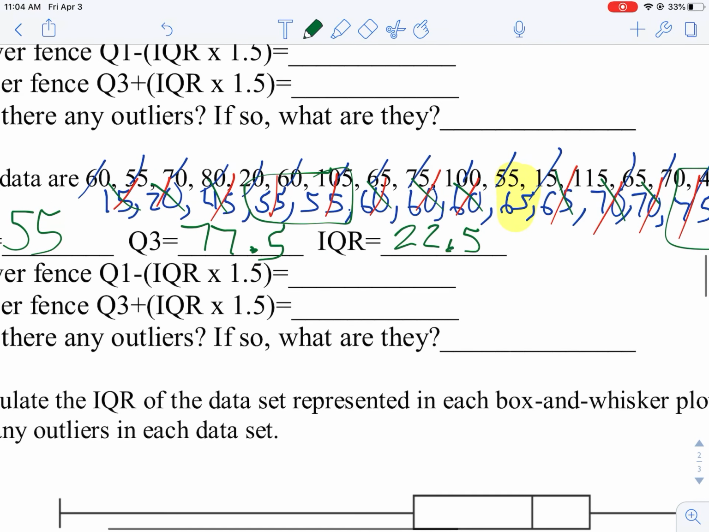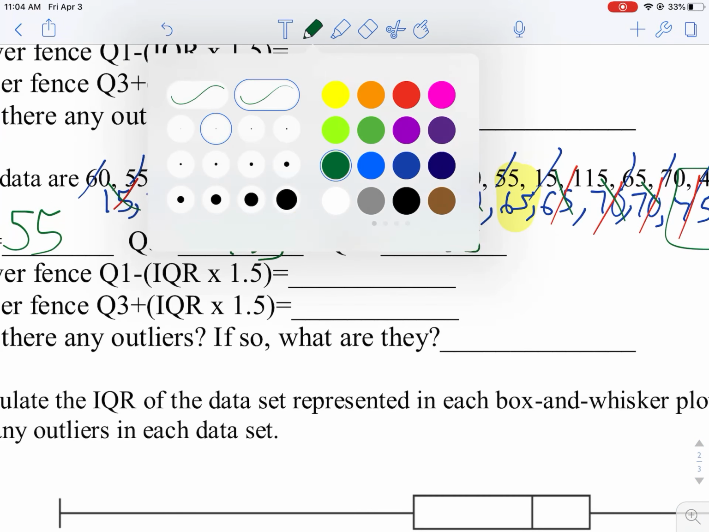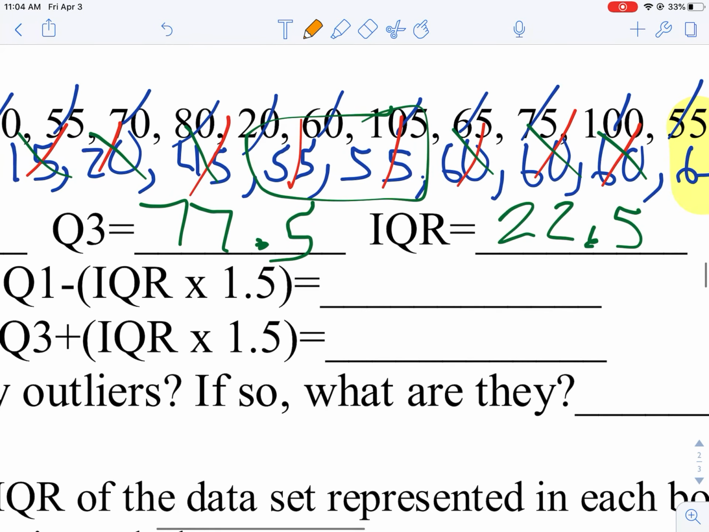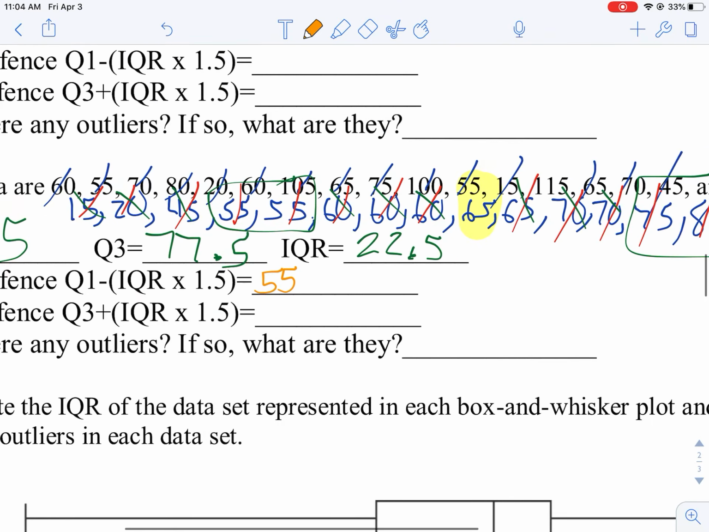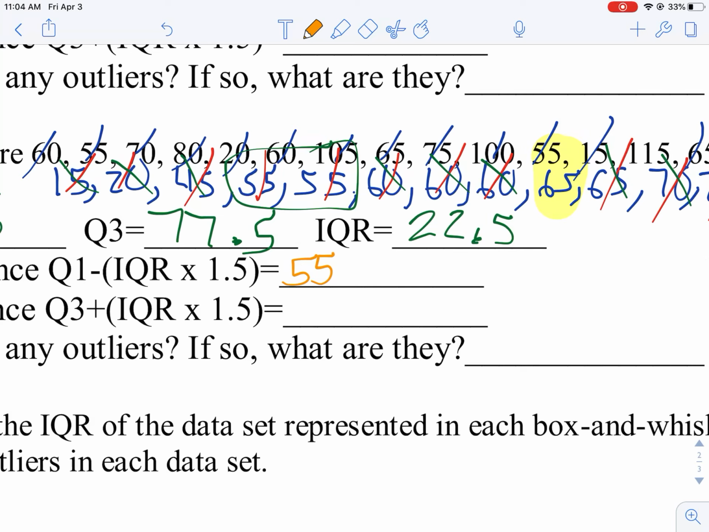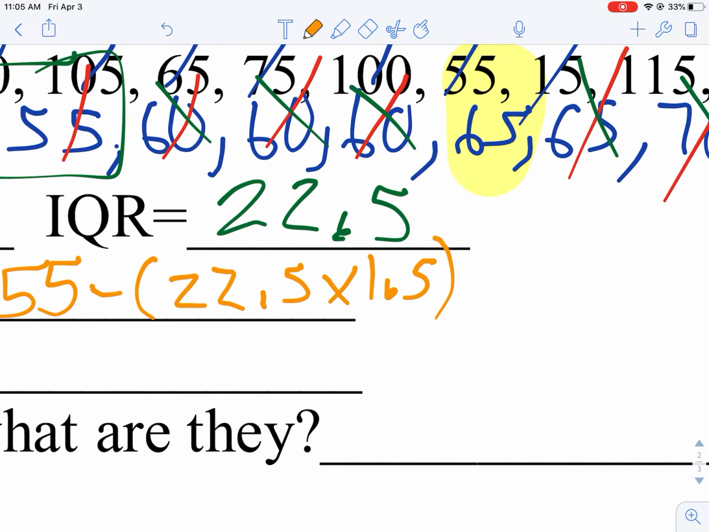So lower fence. Here's how we're going to do this. We're going to go Q1, which is 55, minus 22.5 times 1.5. And you guys can put that straight into your calculator, which is what I'm doing right now. And that's going to give me a lower fence of 21.25.